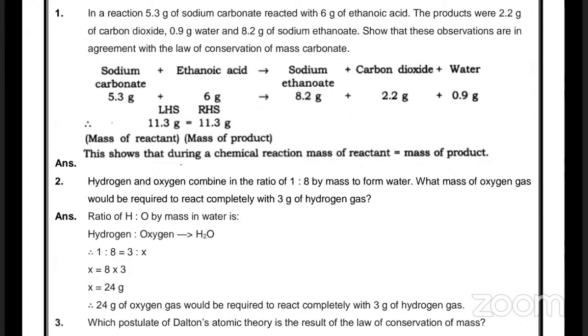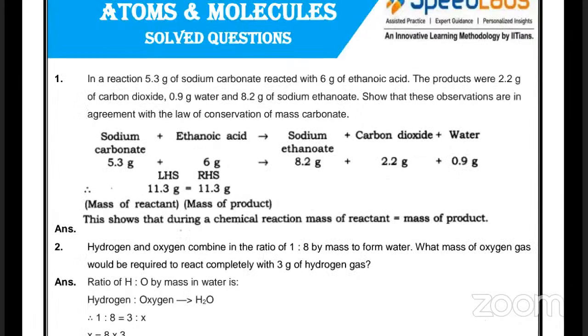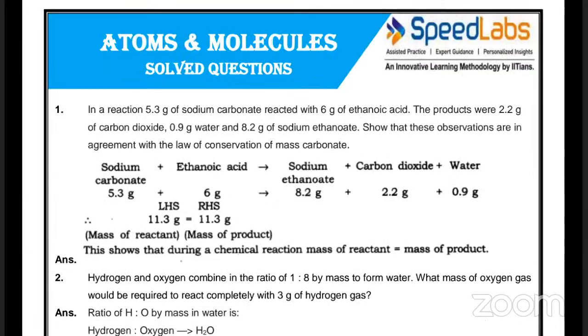Okay, we have already completed the topic called atoms and molecules. So today we will be discussing some important questions of atoms and molecules.